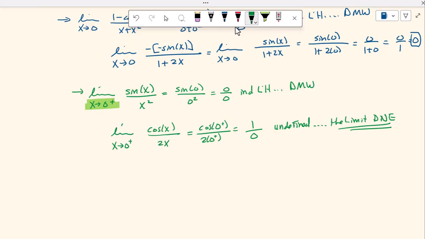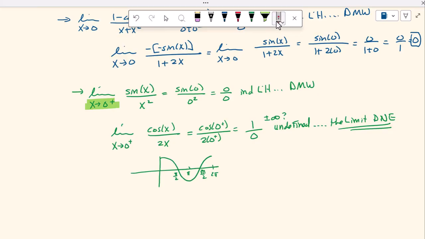So when we're trying to figure out what exactly is going on with this limit, 1 over 0 probably means that there's an infinity involved. So a lot of times what we like to do is figure out, okay, is this approaching plus or minus infinity? So what we could look at is the cosine of x over 2x. Think about the cosine graph. The cosine graph looks something like this. This is pi over 2, pi, 3 pi over 2, and then 2 pi.